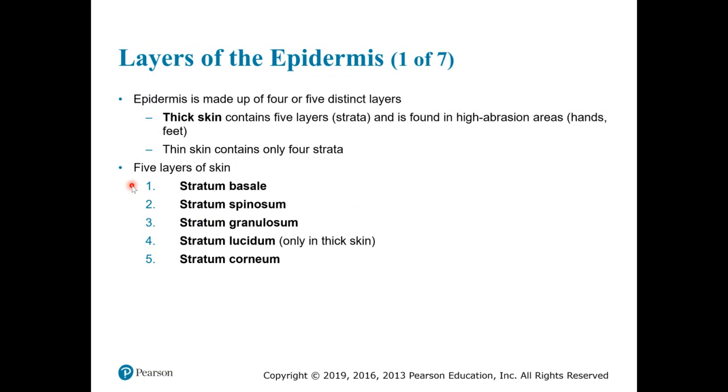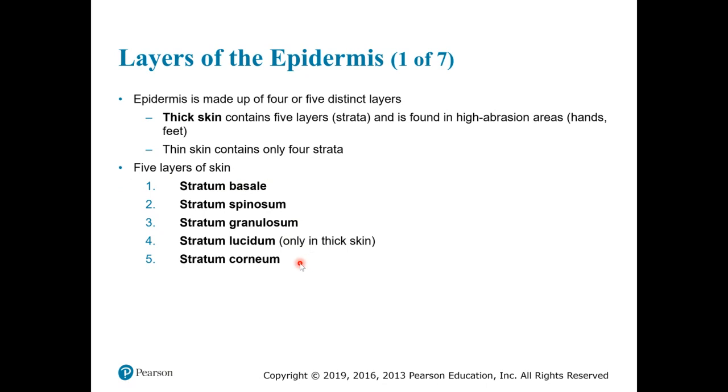Alrighty, so thick skin is found in the high abrasion areas, the palms of the hands and soles of the feet. Not the whole hand, not the whole foot. It contains an extra layer and has an extra thick outer layer. So starting from the bottom, the lowest, deepest level of the skin is the stratum basale, the basal layer. You see the word basal in there? Base is the bottom layer. Then we get the stratum spinosum, stratum granulosum, stratum lucidum, which is only present in the thick skin, and the stratum corneum is the outer layer.